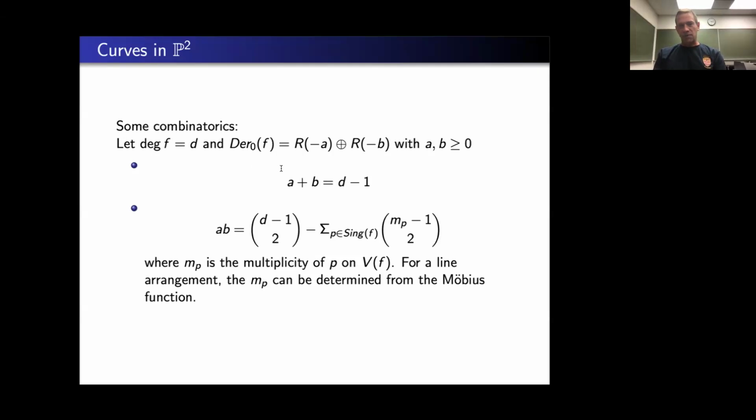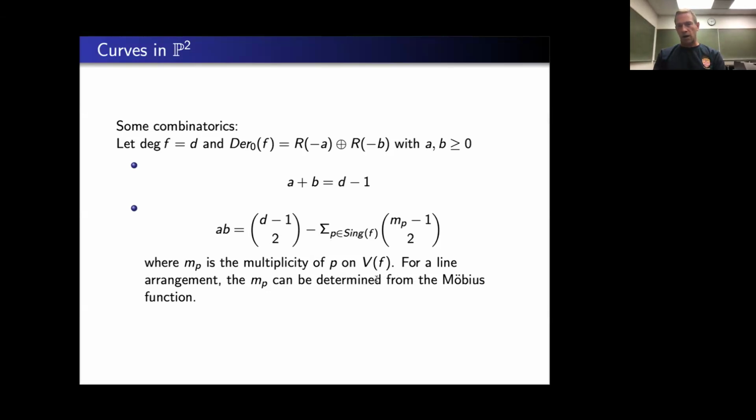If our arrangement is free, so we have a curve F in the plane of degree d, there will be 2 generators. Remember, these are syzygies, relations on our Jacobian ideal. The sum of the degrees of those syzygies, which are vectors of homogeneous polynomials, will be d minus 1. And the product will be (d minus 1 choose 2) minus the sum of the multiplicities of the singularities. For a line arrangement, the multiplicity of a singularity is simply the number of lines passing through the point minus 1. That's not the case for general arrangements.